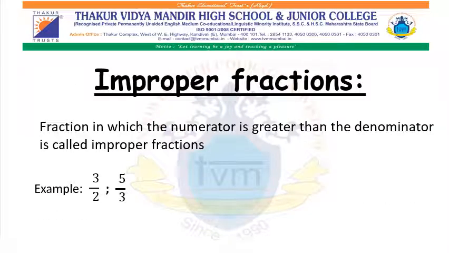Let us see what are improper fraction. Fraction in which the numerator is greater than the denominator, such type of fractions are called improper fraction. If you observe properly, till now whatever fraction we have solved, you can see that the denominators are always bigger than the numerators. But if it is in the opposite way, that is 3 upon 2, 5 upon 3. Here you can see that 5 upon 3, the numerator is greater than the denominator.